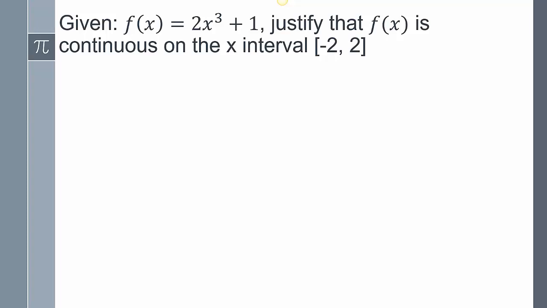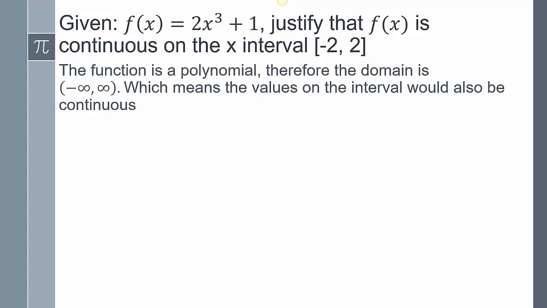So in this first instance, it says given that 2x cubed plus 1, that's my function, justify that my function is continuous on the interval -2, 2. Well, if you remember back when we just studied polynomials in pre-calculus, we said that the domain of every single polynomial is -infinity to +infinity, which means that on that interval, it's going to be continuous.